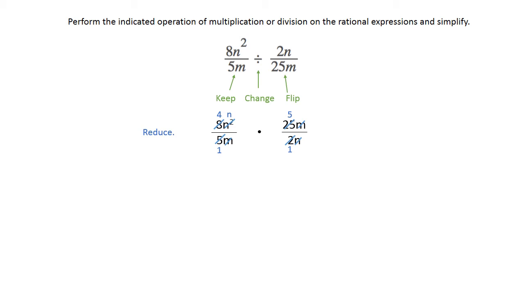After you reduce and there's nothing left to reduce, you're going to multiply straight across. So you'll see in our numerator we have 4 times n times 5, and in the denominator the only thing we have is 1, or 1 times 1. Go ahead and multiply the 4 times 5 to get 20. That'll be 20n on the top. We still have that 1 on the bottom, or you could go ahead and just eliminate the 1, and your final answer is 20n.